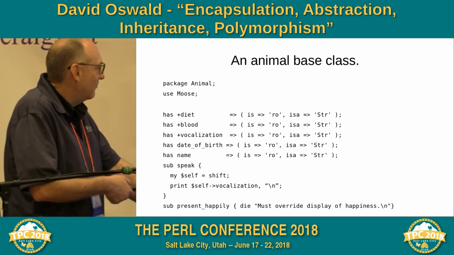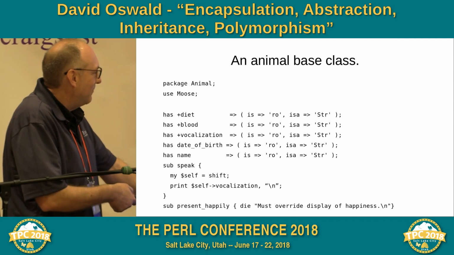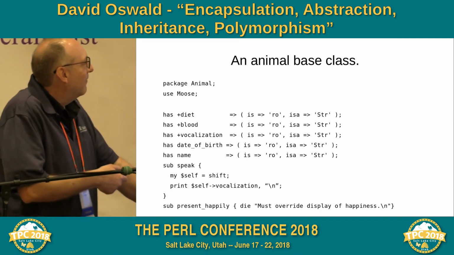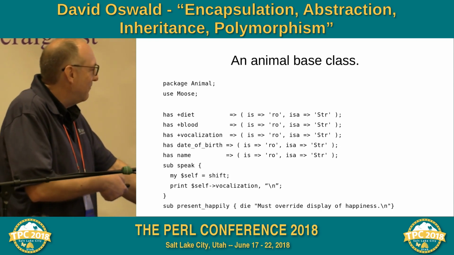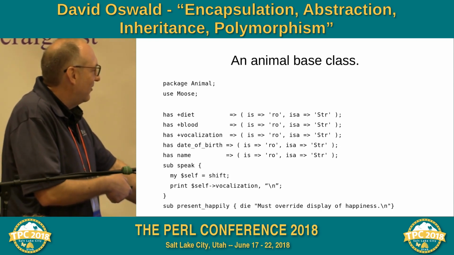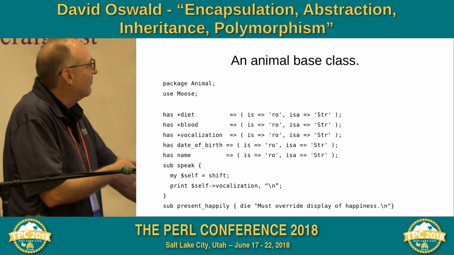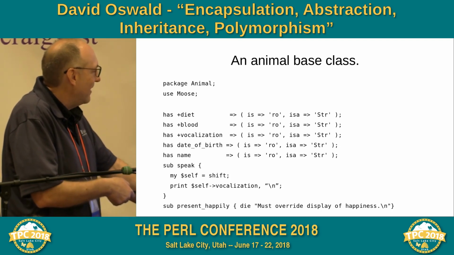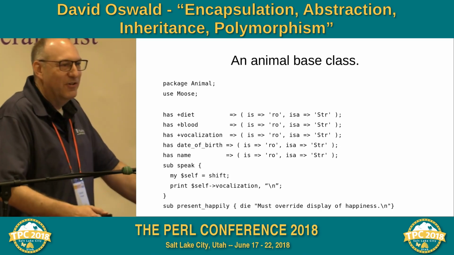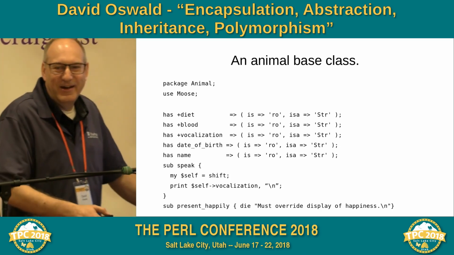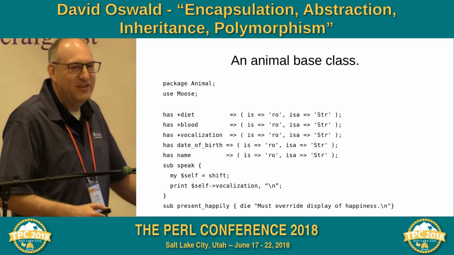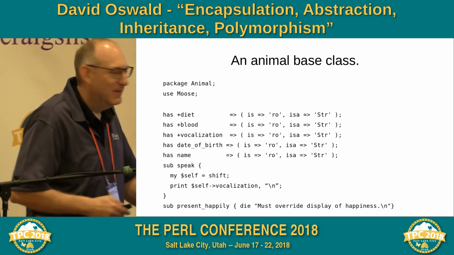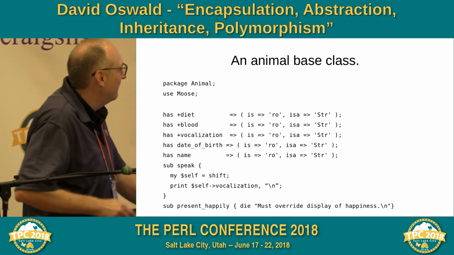And an animal might be able to, in some way, present happily. However, a simple basic animal has no concept of what presenting happily might be. And so we're going to say that if somebody tries to instantiate an animal base class and they call present happily, we're going to just go ahead and die because nobody's told us how a general animal presents happily. Not all animals wag their tail or smile. I don't know how sea anemones present happily, for example. So let's move on from this for a little bit.